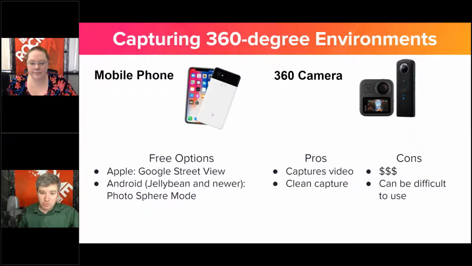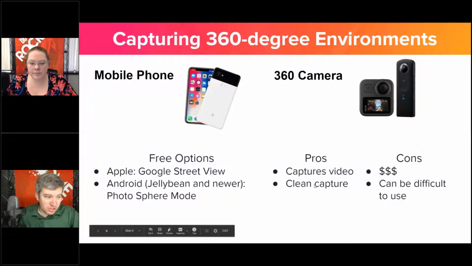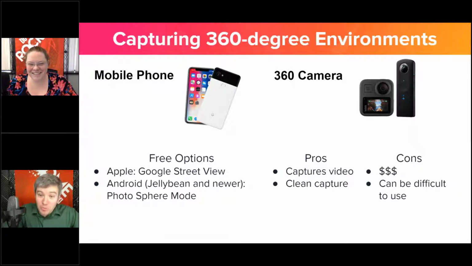It's also a clean capture. So with the mobile ones, you're stitching pictures together, and the software or you are smoothing that out. With these, there's just 2 pictures that it's putting together, and their software is very, very good. So it's a much cleaner capture. The cons is that they do cost money. The GoPro Max costs around $500. So that's an additional cost if you're going to use that.